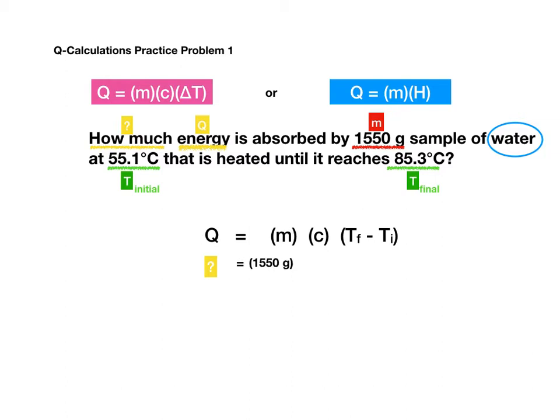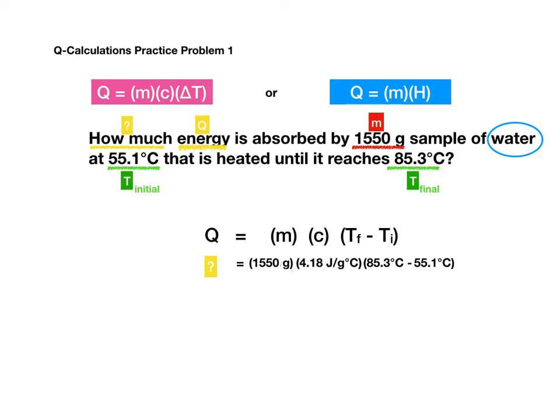So here we go. 1,550 replaces M in the equation. According to table B, 4.18 joules per gram degree Celsius replaces C. I put in the 85.3 degrees Celsius for TF, 25.1 degrees Celsius for TI, and then I'm going to pay attention to my units.